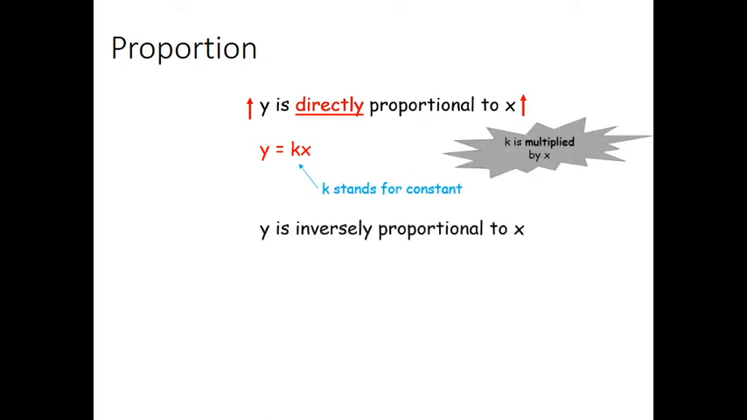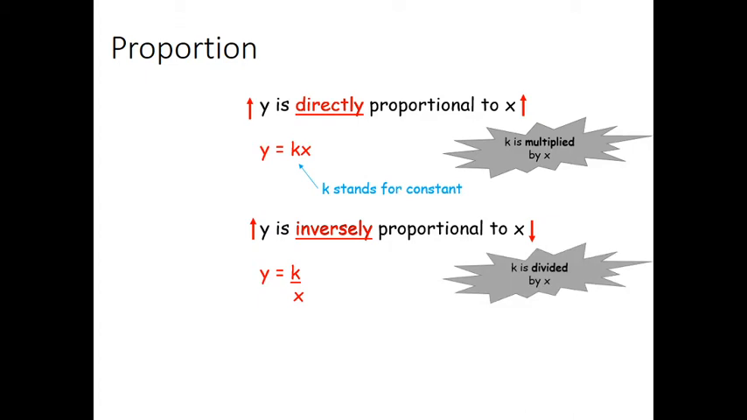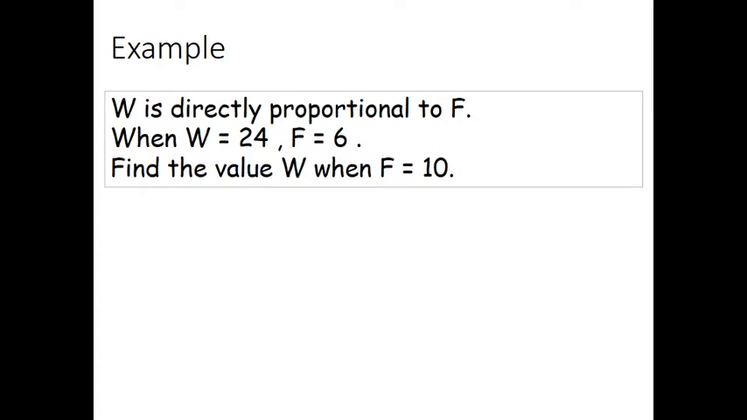The other type, as I said, was inverse proportion, and that is where as one thing increases, something else decreases. It might be the more tea you drink, the less tea is in your mug. The formula for that is y equals k divided by x, but again we'll go through that in another lesson. Here is your example.